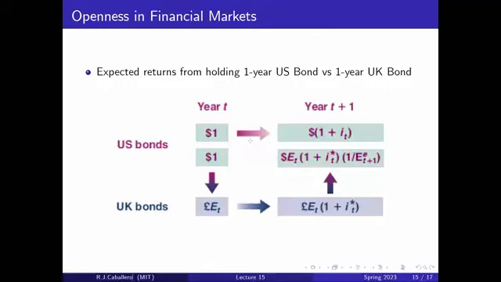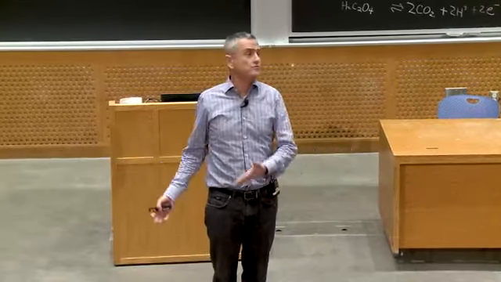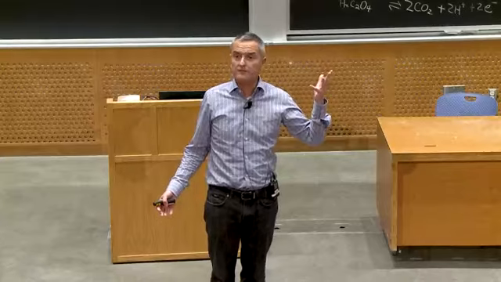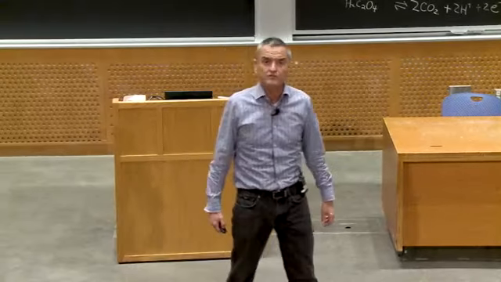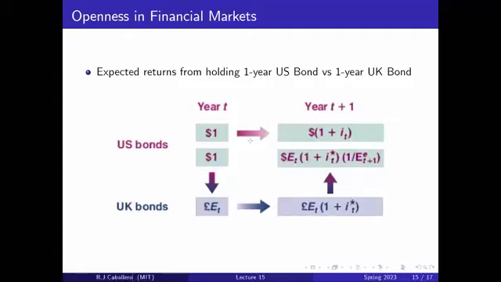Then I ask you the question: since you want to compare returns, does that mean that you should be investing in the pound bond, in the UK bond, rather than the US bond? Suppose this is 5%, and that's 10%. Now I ask you, where do you want to invest your money? Do you want to invest it in the US bond or in the UK bond? What is your answer? Sounds obvious, no? They pay you 10%, the other one pays you 5%.